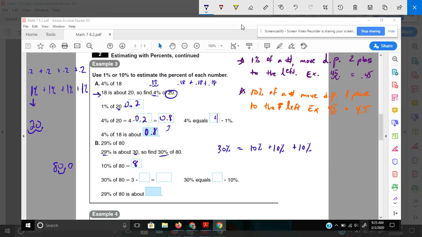Which is really easy, because now 30% of 80 means, if 10% of 80 is 8, we just have to do that 3 times, because 10% times 3 gives me 30%. So I know that 8 is 10% of 80. Multiplying that by 3 gives me 24. So 30% equals 3 times 10%, same as I explained right here. So 29% of 80 is about 24. Okay.